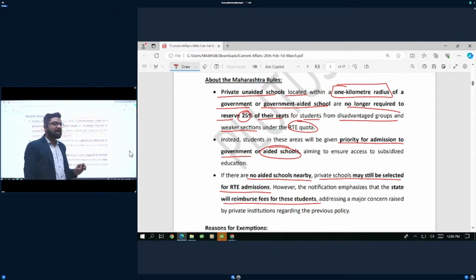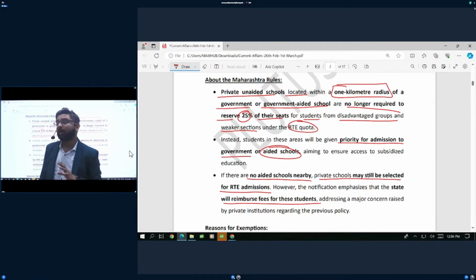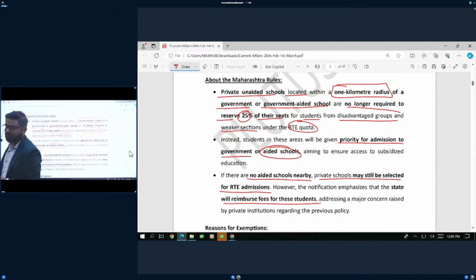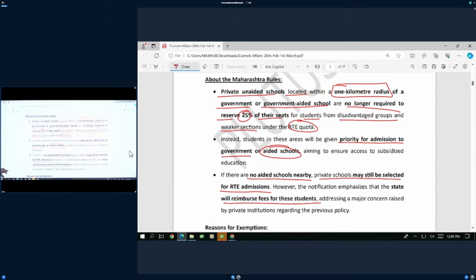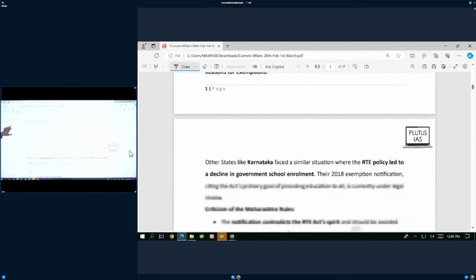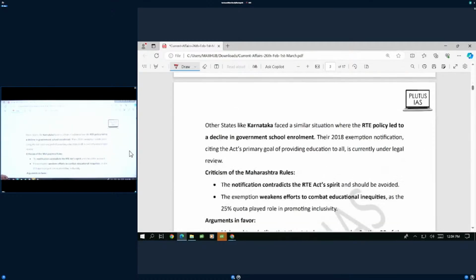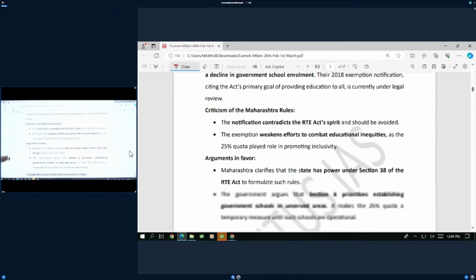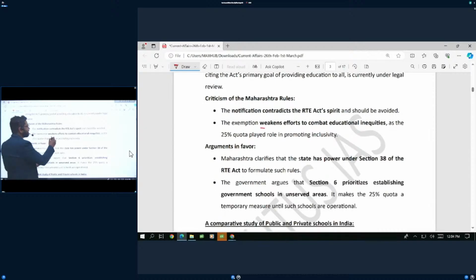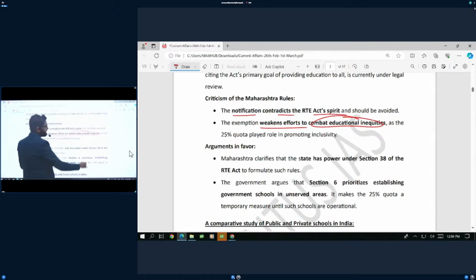These schools charge whatever they want beyond requirements just to earn profit. अब ऐसा होता क्यों है? Reason for exemption मैंने आपको बता ही दिया. Because the private school was saying we are unaided, we do not receive facility. Why are you imposing this on us? Wrong है. You have a social responsibility, and education, health are not your personal private properties. Having said that, this criticism that it will weaken effort to combat educational inequalities, notification contrary to RTE spirit.